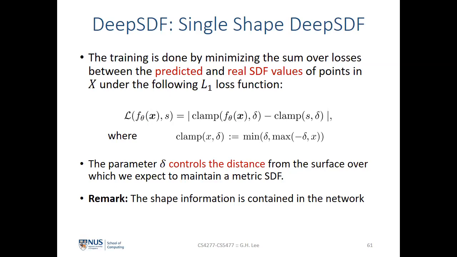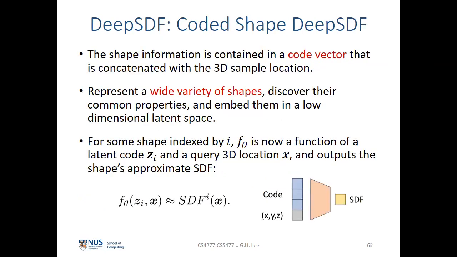So if you do it naively like this, the shape information is contained inside the network. That means that you are overfitting the network to just one shape only, and there's no chance of doing any refinement anymore. Basically you overfit to that shape, and you cannot use it for other shapes after you train the network.